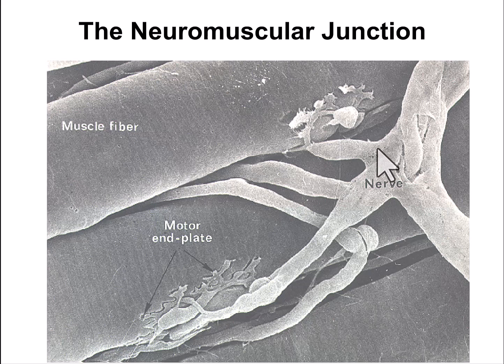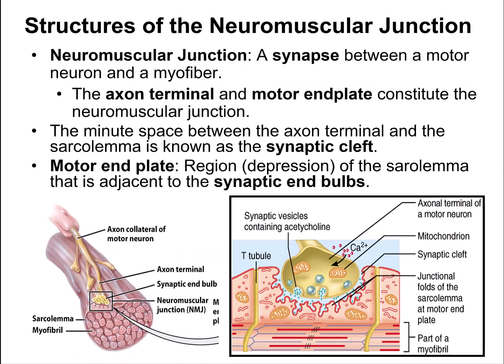So remember from before, the motor neuron and all the muscle fibers that it innervates constitutes a motor unit. What we're going to do is focus just on this area right here, the neuromuscular junction. The neuromuscular junction is a synapse between a motor neuron and a myofiber. The axon terminal and motor end plate constitute the neuromuscular junction.